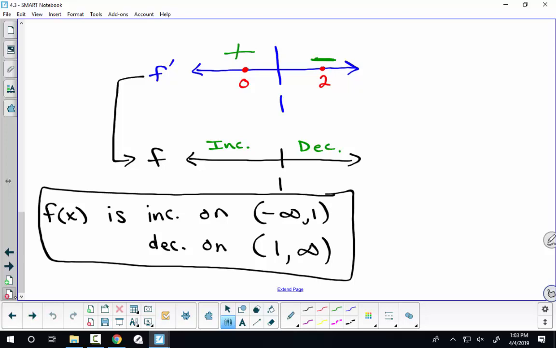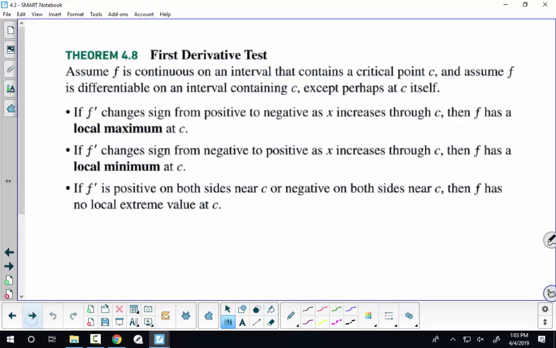So the change in the function from increasing to decreasing or decreasing to increasing classifies a local maximum or a local minimum. And again, to determine the intervals of increase and decrease, we're looking at the sign chart for the first derivative. So when the first derivative changes signs from positive to negative or from negative to positive, you have a local minimum or a local maximum depending on what the sign change is. So that's what's discussed here in this theorem called the first derivative test.